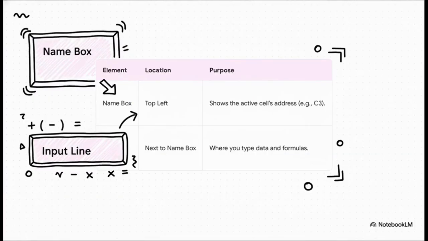Now the software itself helps you keep track of this. If you look up in the top left corner, you'll see something called the name box. That little box will always show you the address of the cell you've currently clicked on. And right next to it is the input line. That's where you'll be typing all your data and, you guessed it, all your formulas.